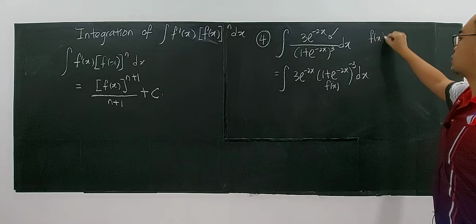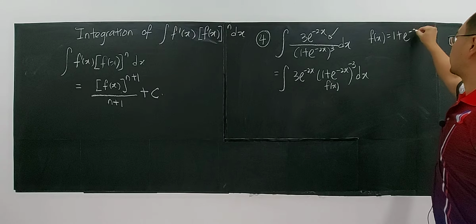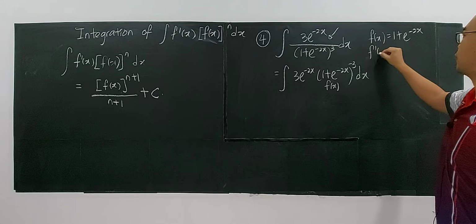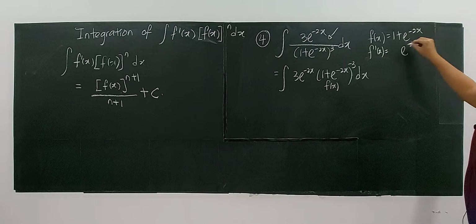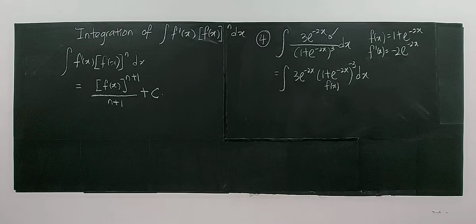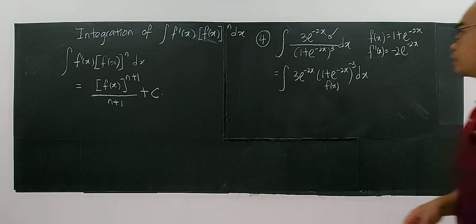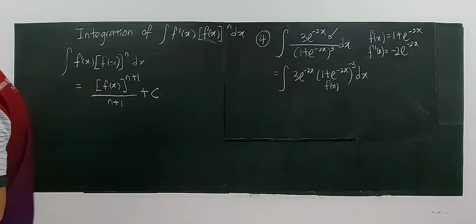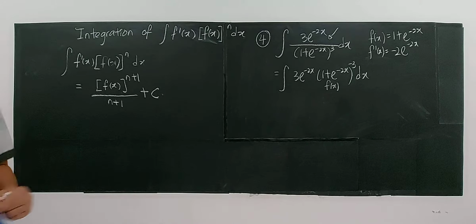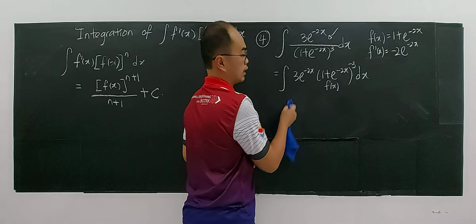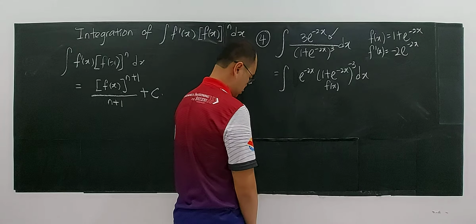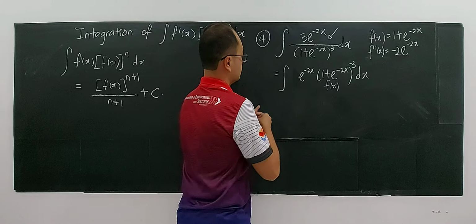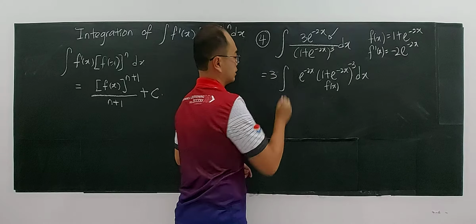Your f(x) is 1 plus e to the power of negative 2x. So f'(x), differentiating the exponent, you get negative 2e to the power of negative 2x. That means you need a negative 2 in front of the bracket. So what I can do is take out the 3 first. There is a 3 here just now, so I take out the 3.